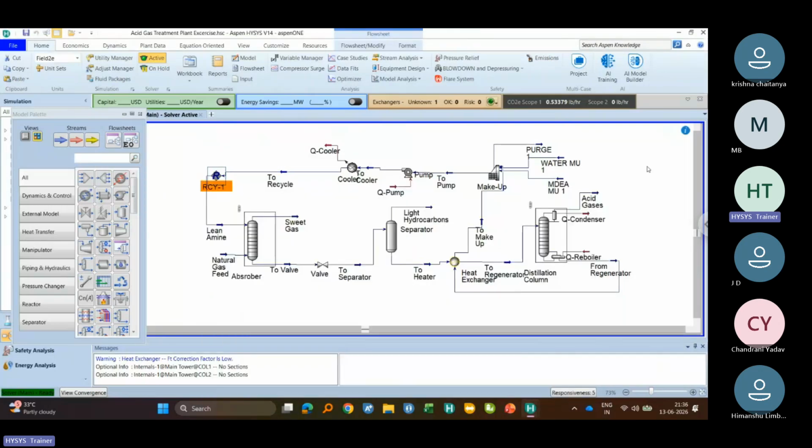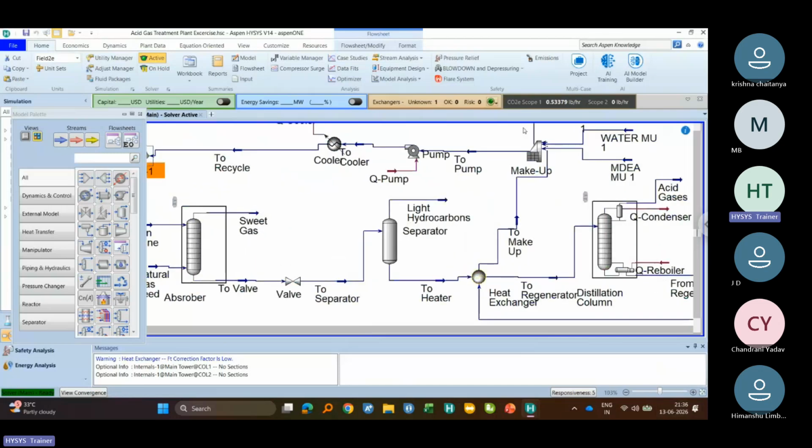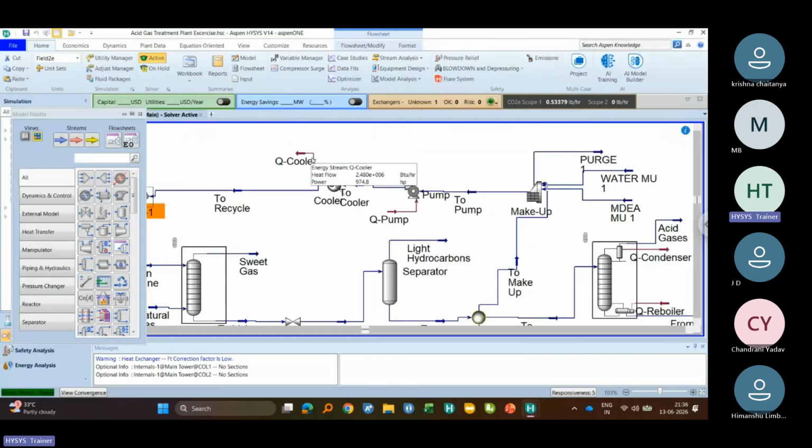Now the last part of today's session remaining is how we can change the default color schemes. You will see that every material stream is in dark blue color, and every energy stream is in dark red color.